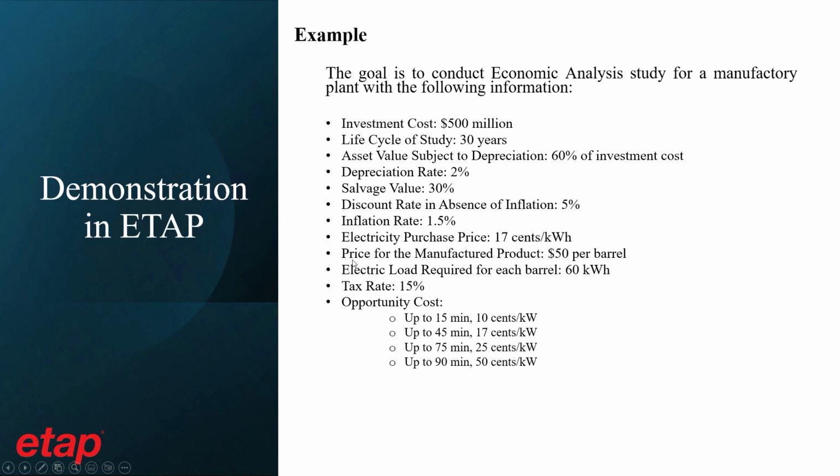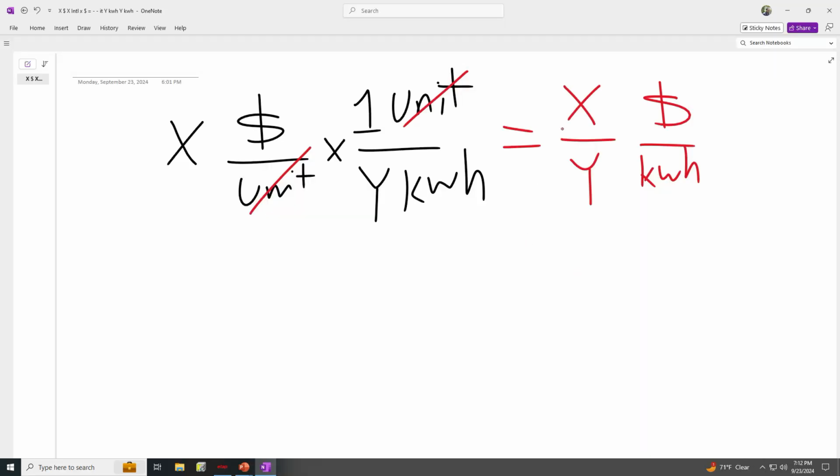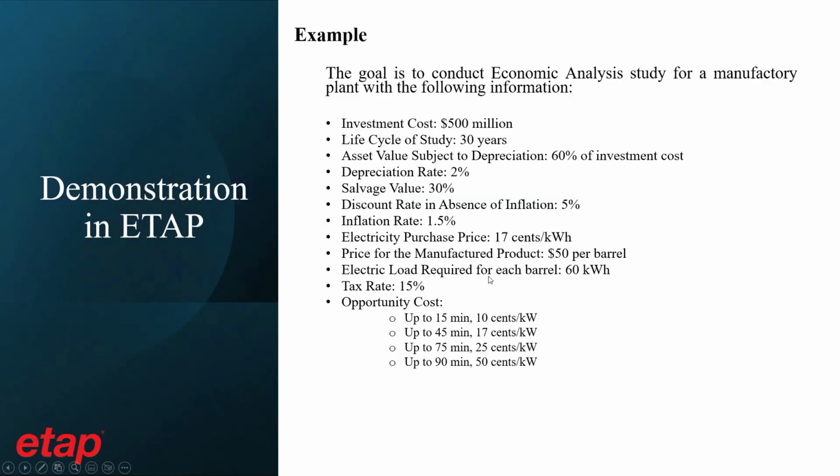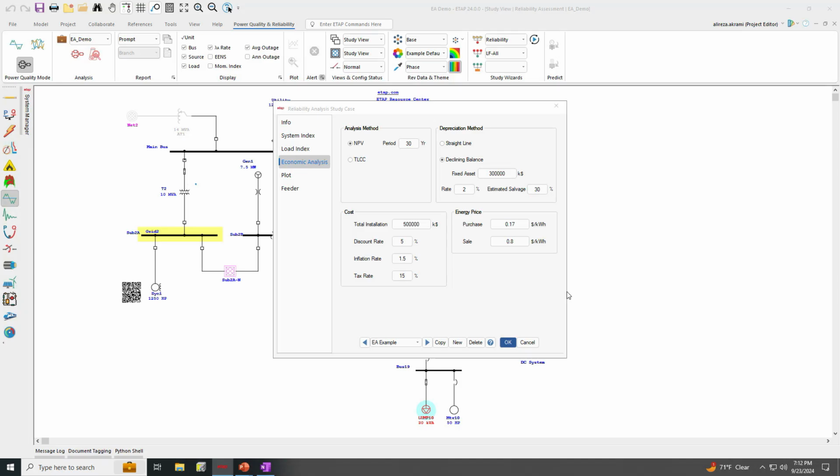Also, it says that the price for the manufactured product is $50 per barrel. It seems that it's like a refinery. And then the electric load that is required for each barrel is 60 kilowatt hour. So based on the formula that we had here, we can divide 50 by 60, which gives us 83 cents per kilowatt hour. This is actually the conversion that we mentioned before.